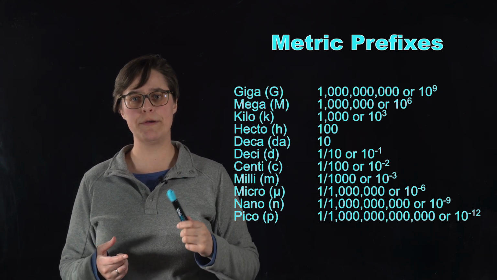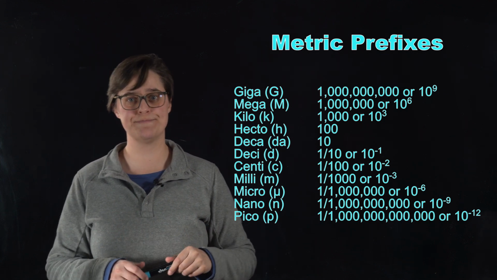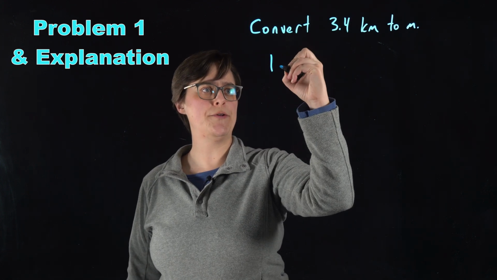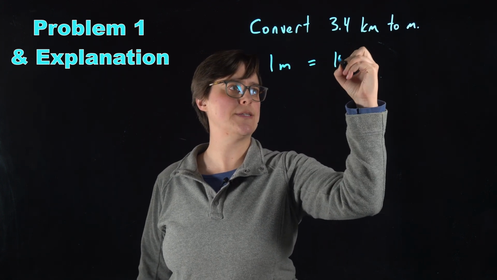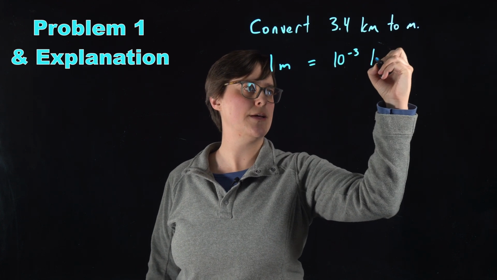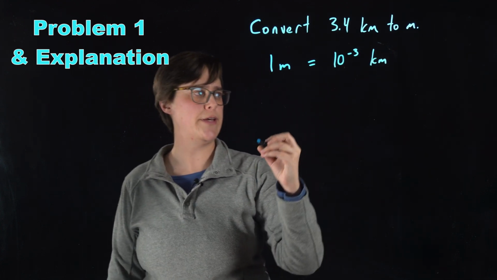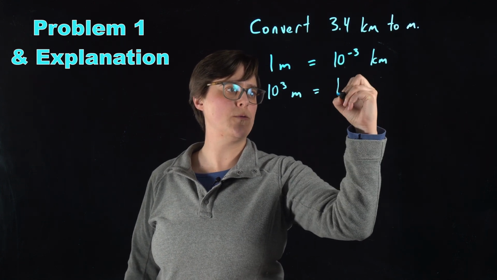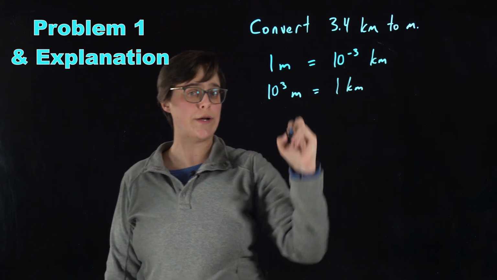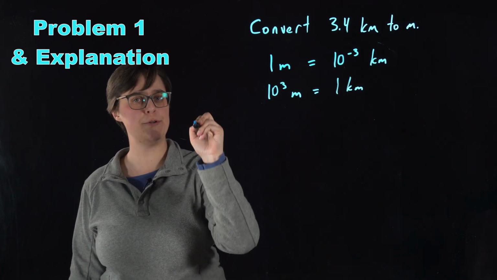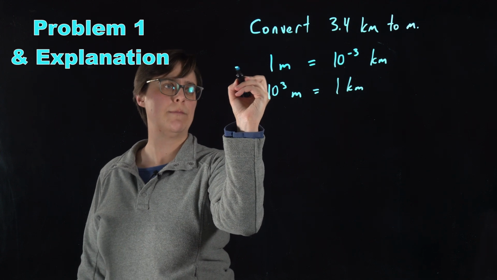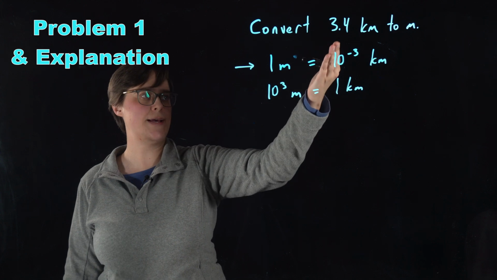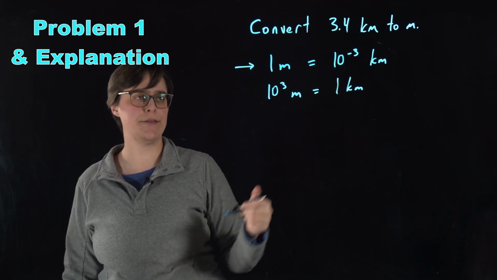First, convert 3.4 kilometers to meters. The first thing I need is an equality. And I am going to write 1 meter equals 10 to the minus third kilometers. Alternatively, you could write 10 to the third meters equals 1 kilometer. Regardless of which of these two you choose, you should get the exact same answer at the end. But I am going to choose this first one. I prefer having 1 of the base unit and 10 to some power of the other unit.